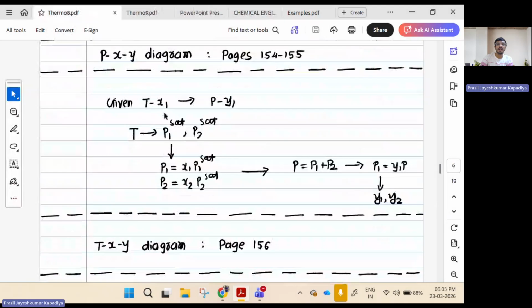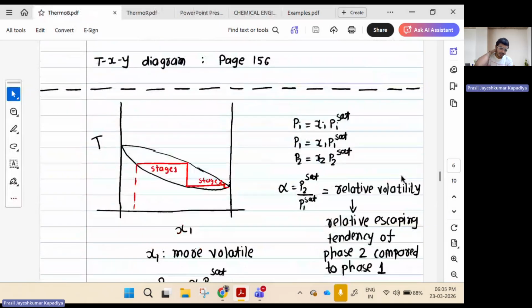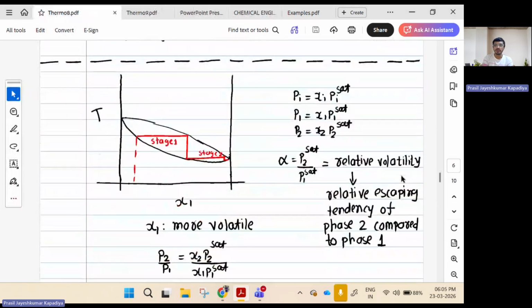Let's say I am given temperature and a mole fraction. What can I do from temperature? I can find the vapor pressure of the components from the Antoine equation. If I know the vapor pressure, then I can find P1 equal to X1 P1 sat, P2 equal to X2 P2 sat, and from there I can find total pressure P, and from total pressure P I can find Y1 and Y2.